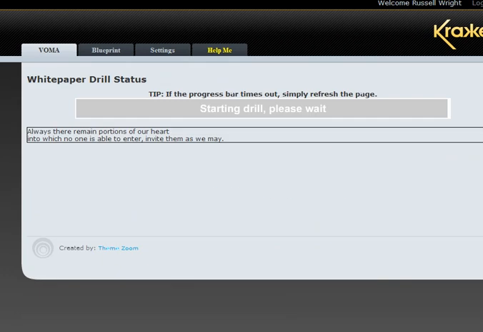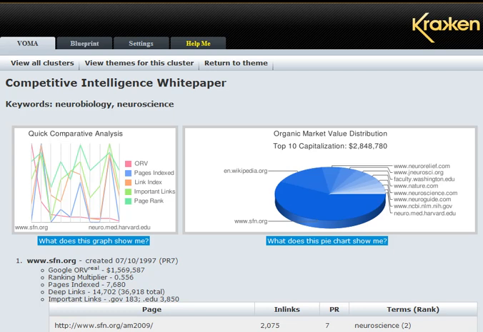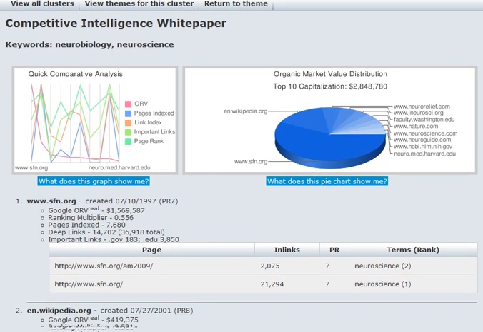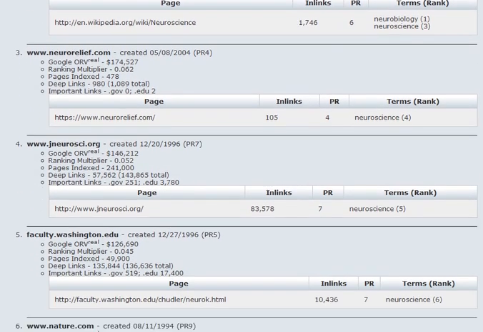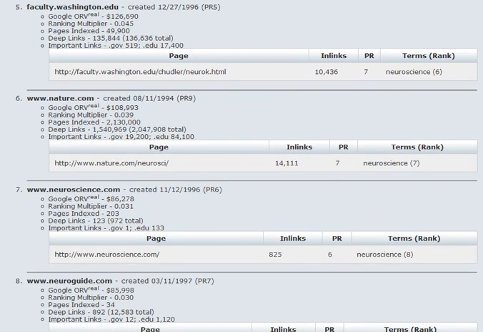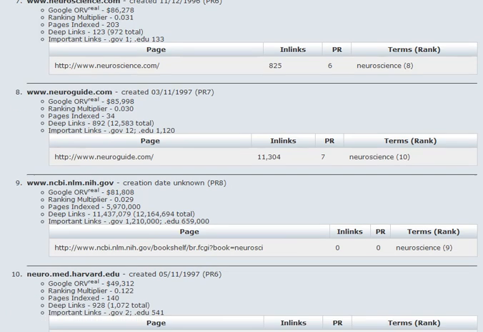Here's where the action happened. It's going to drill. We'll get into this a little bit more when we come back for video series part 2. But the keywords are for neurobiology and neuroscience in this white paper, and you can see the organic market value distribution for the top 10 domains. You can see what I wanted to show you is that a lot of them are .orgs. And when we come back, we'll get into what's interesting about these .orgs. And you can kind of take a look at more educational keyword from the ThemeZoom white paper.